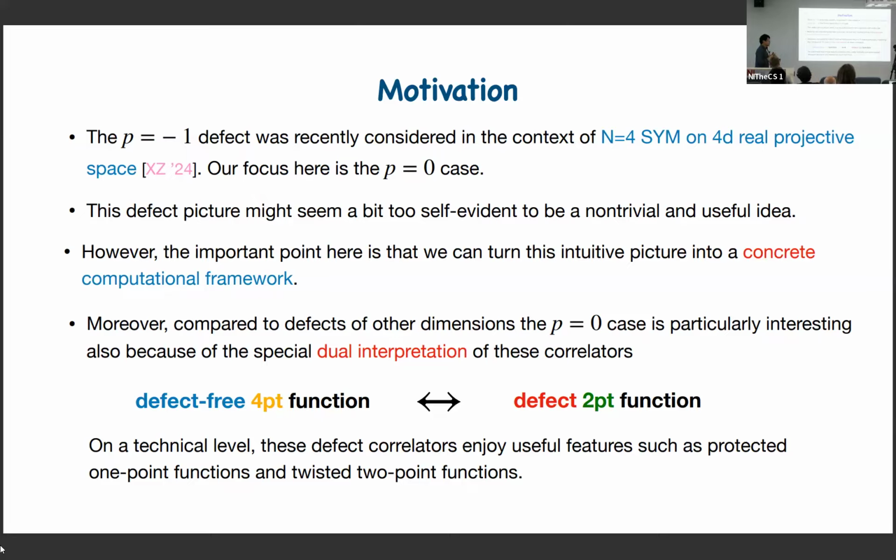Another comment about these P = 0 defects is that they are in some sense more interesting than defects of other dimensions, because here these correlation functions, right? You have 2 giant gravitons and 2 light gravitons. These 4-point functions can also be interpreted as a defect 2-point function. So you have 2 dual interpretations. One is a defect-free 4-point function of local operators. The other is a 2-point function in the presence of a defect.